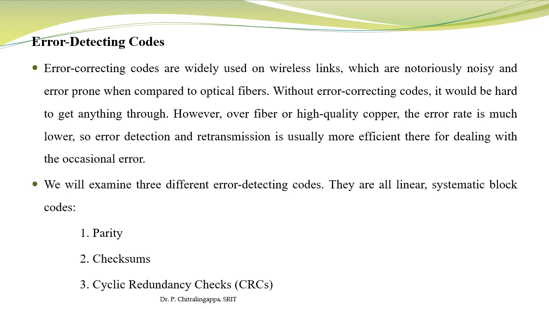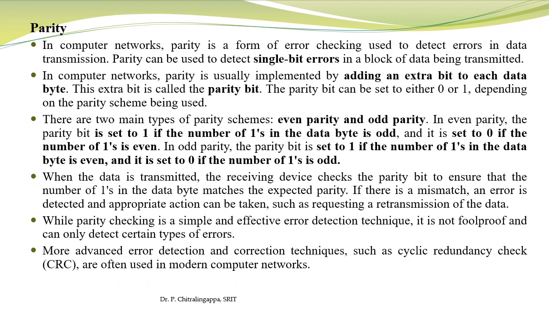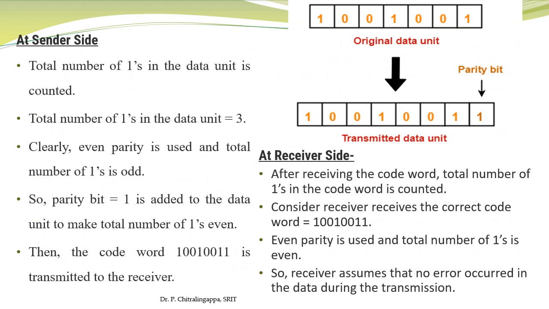And error detecting codes. In error detecting codes, we have three approaches: one is the parity, checksum, and CRC, cyclic redundancy check. In the parity, we are adding one extra bit to the original message and try to calculate the even parity, odd parity. This is very simple.